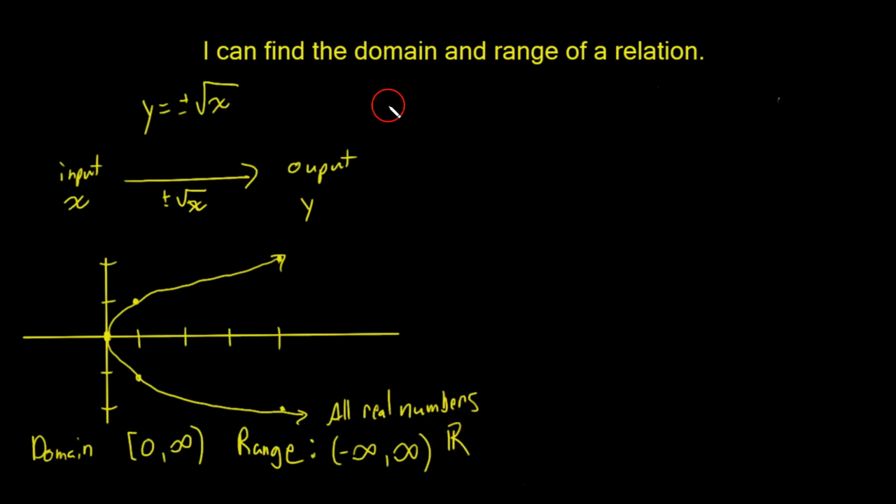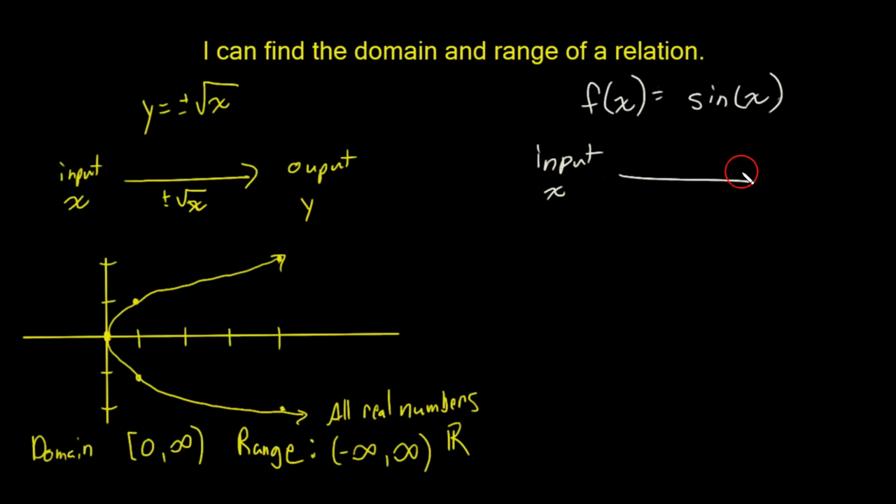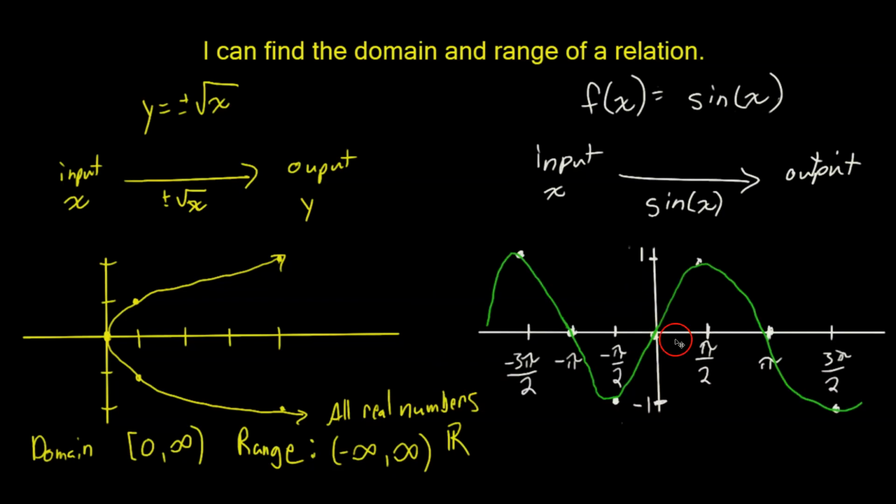Let's do one more example of actually a function. Let's find the domain and range of a special relation, which is a function. So let's find the domain and range of the function sine of x. So I say f of x equals sine of x. Again, it's going to take this input, which is x, go through this function sine of x, and produce an output. What are all possible inputs that can come in here, and what are all possible outputs that can come out of here? The graph of this function is going to look something like this.